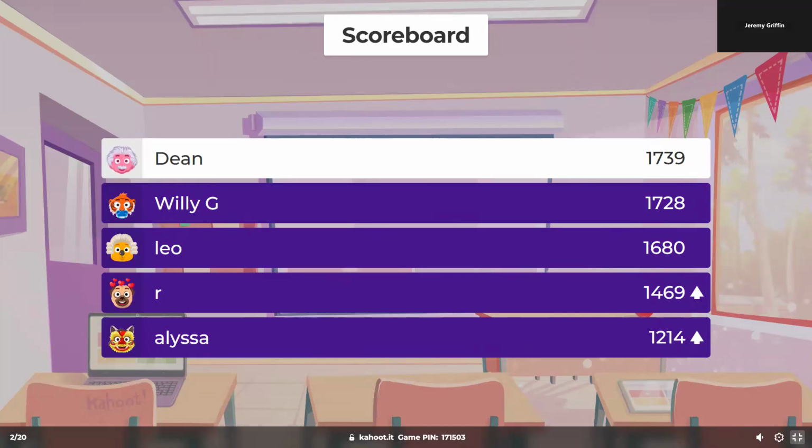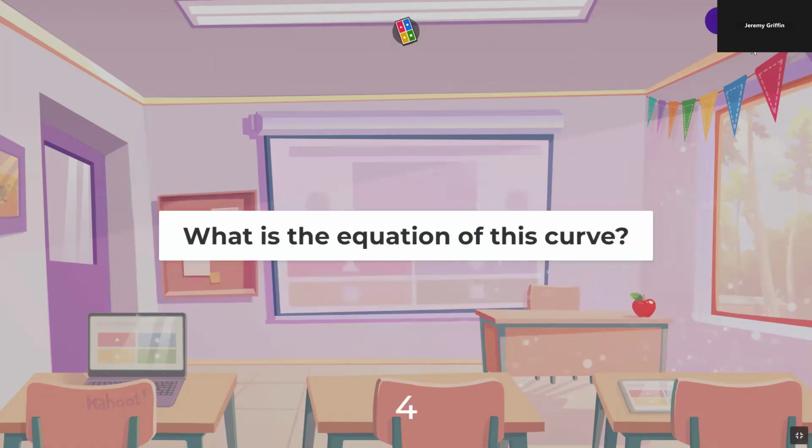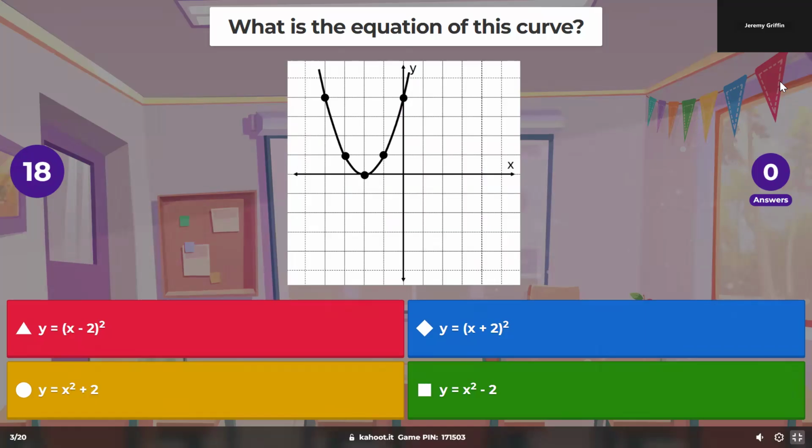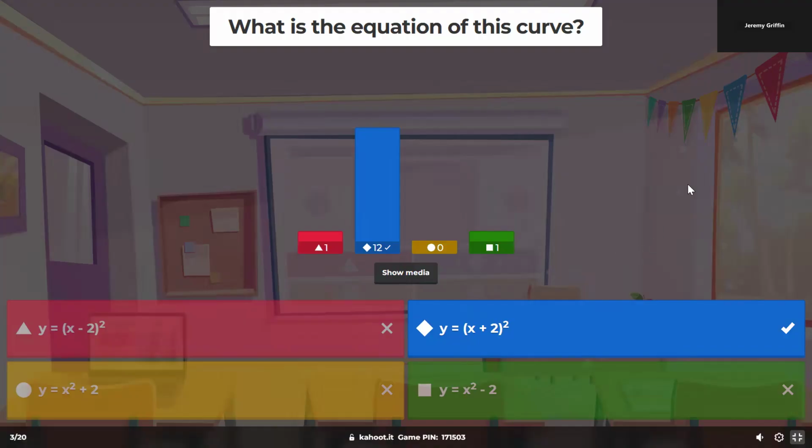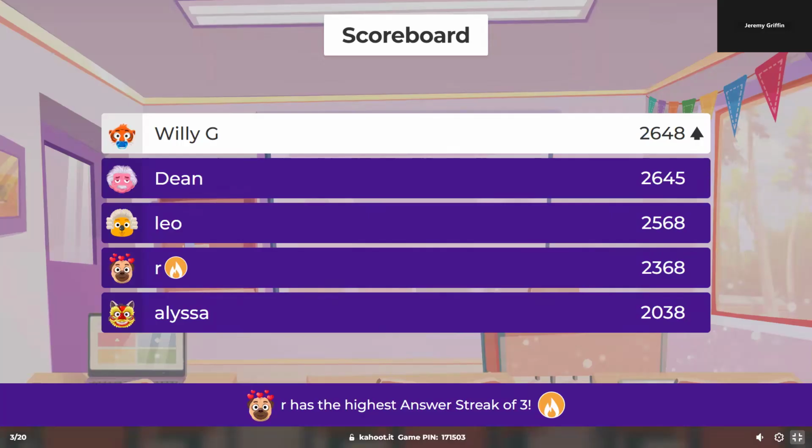All right, got Alyssa, R, Leo, Willie, D. What's the equation of this curve? 2 to the left. See, I see a vertex at -2, 0. I see some other points too. The point 0, 4 exists. How do you shift 2 to the left? Oh yeah! Look at you guys go! So, for example, the point 0, 4 exists. Yeah, 2 squared is 4. Yes. The point -2, 0. You can test out all the points too.